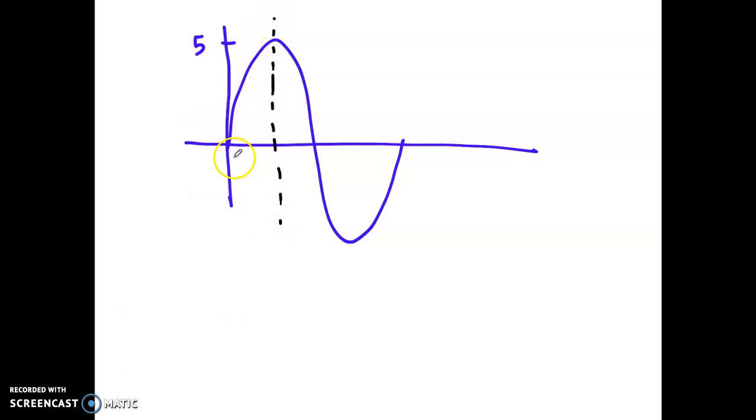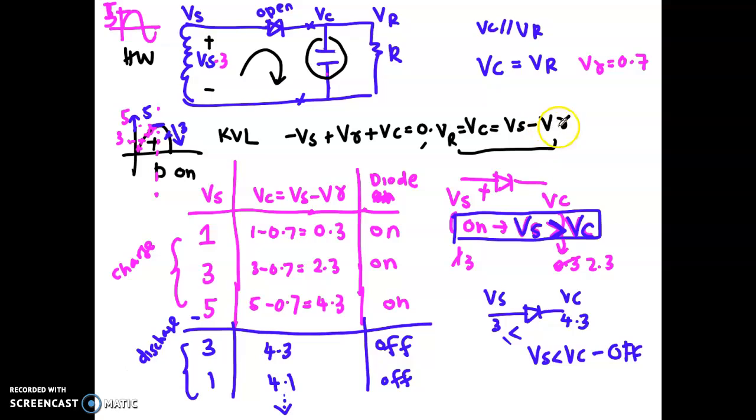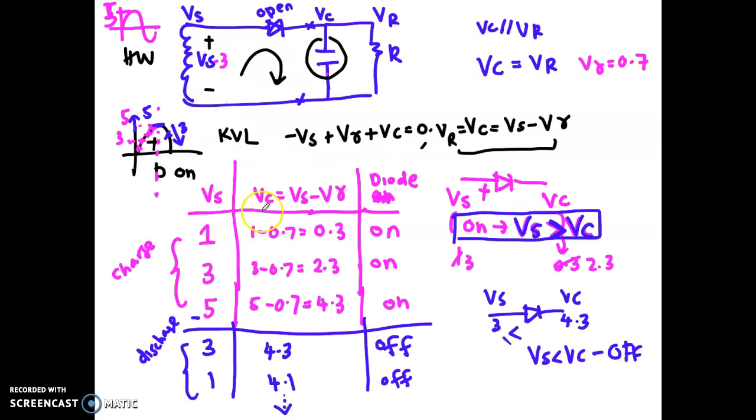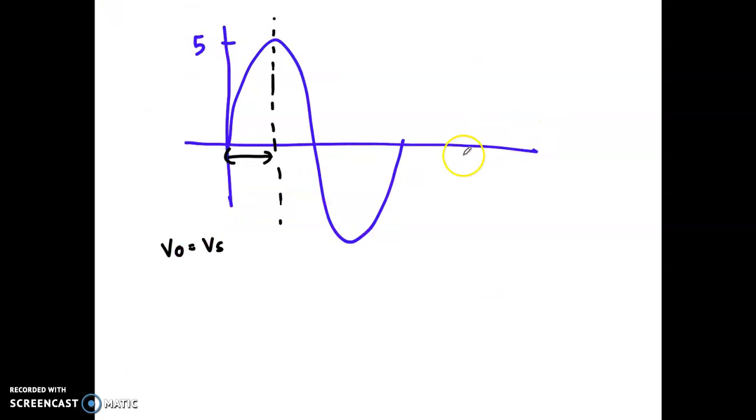Okay, so at this condition, what is your VC just now? Your VC just now is Vs minus V gamma, right? So your V out is actually Vs. V out or VR equal Vs minus V gamma. V out means the voltage at the load here.